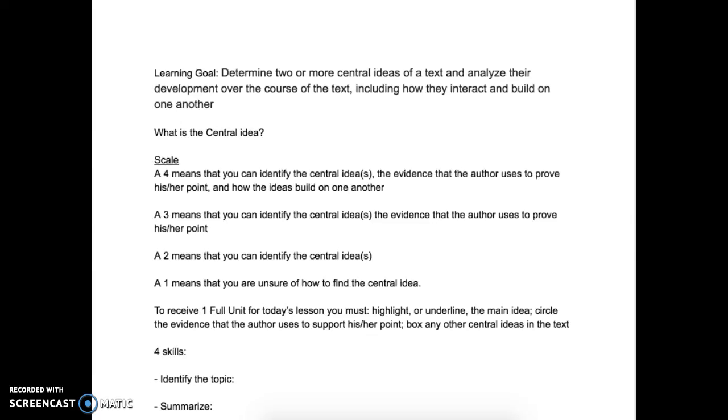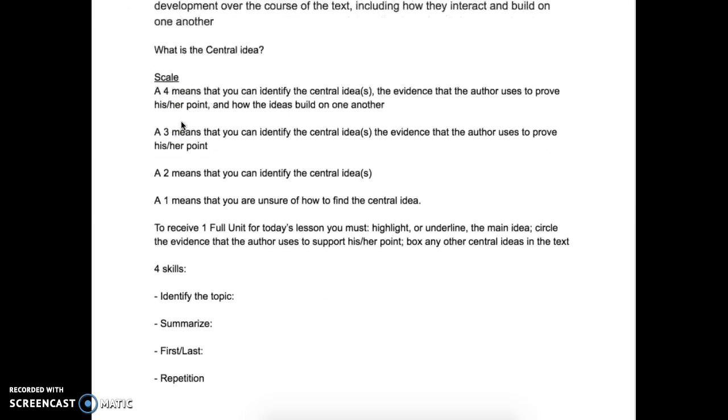It's also News Day. Today we are determining the central theme or central idea of a text. Maybe there's one or two or more central ideas. And we're going to analyze their development over the course of that text, including how they interact and build on one another. We've got the scale, which hasn't changed since last week.